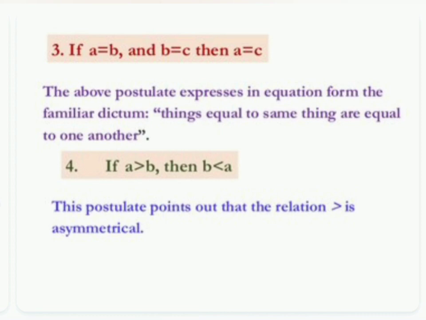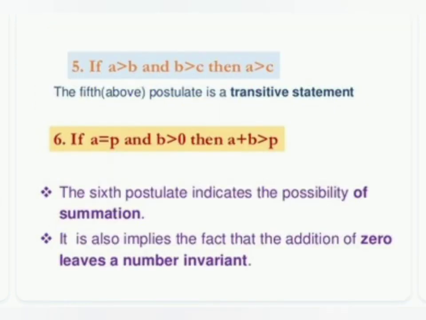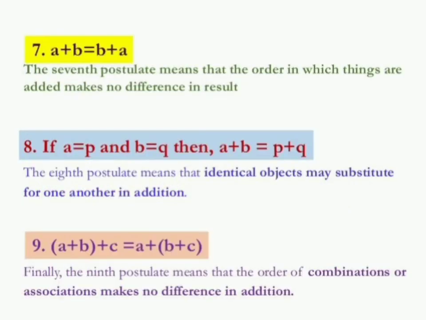Then the fifth postulate is if A is greater than B and B is greater than C, then obviously A will be greater than C, because B is already greater than C. So C is the smallest over here, and A is already greater than B, so obviously A will be greater than C. In the sixth postulate, if A is equal to P, P standing for probability, and B is greater than 0, then A plus B will be greater than P. Like we do in simplification.